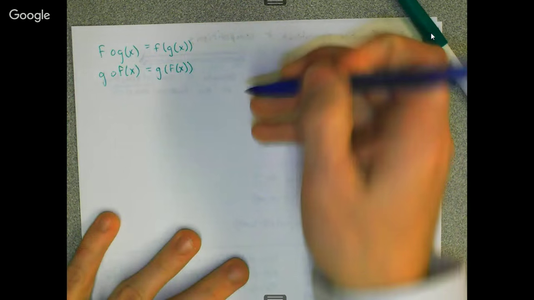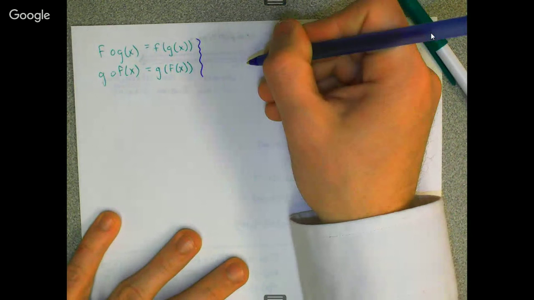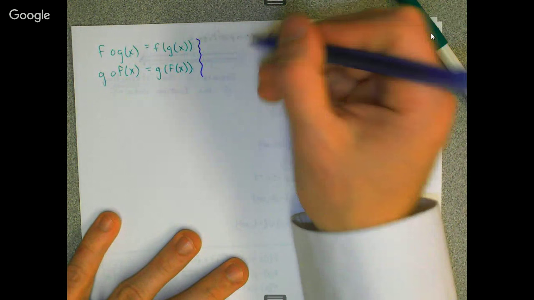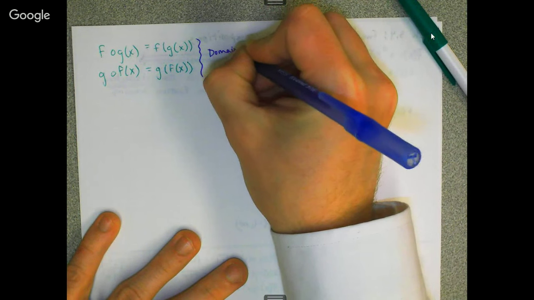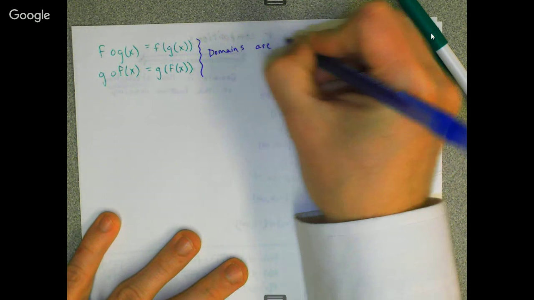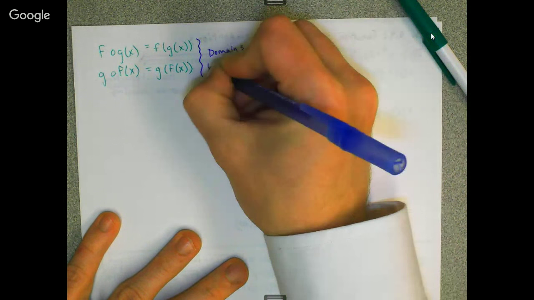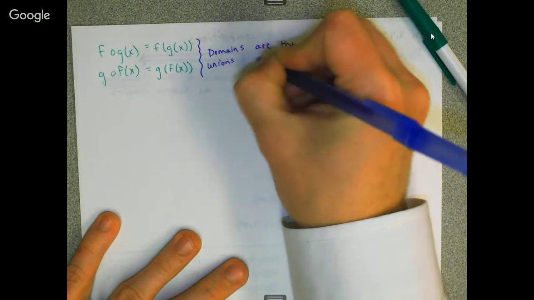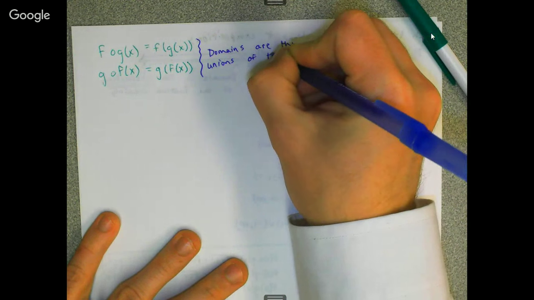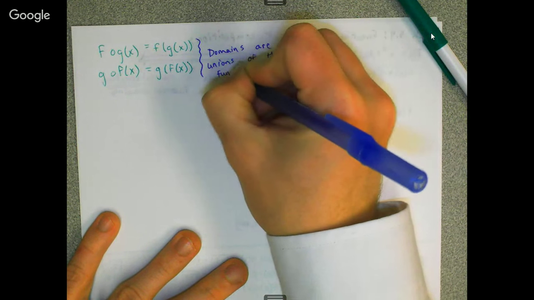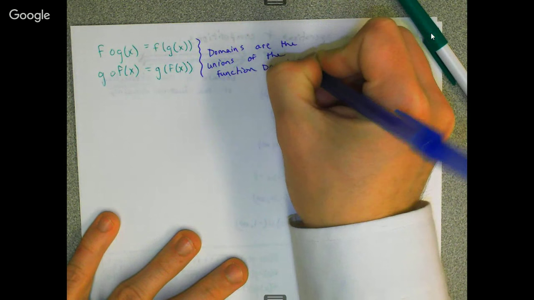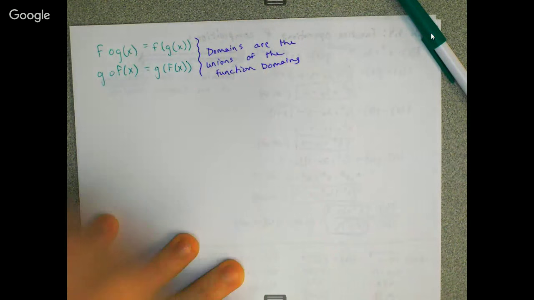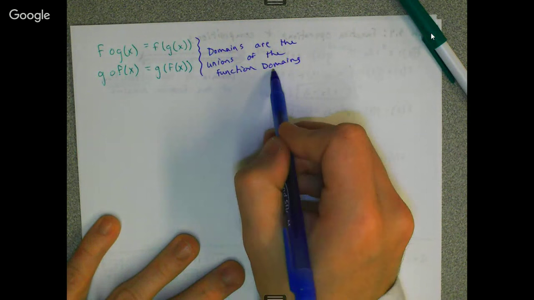Now again, that was out of the two. You should have addressed that. So we want to really focus in on the domains. The domains of these are the unions of the function domains.